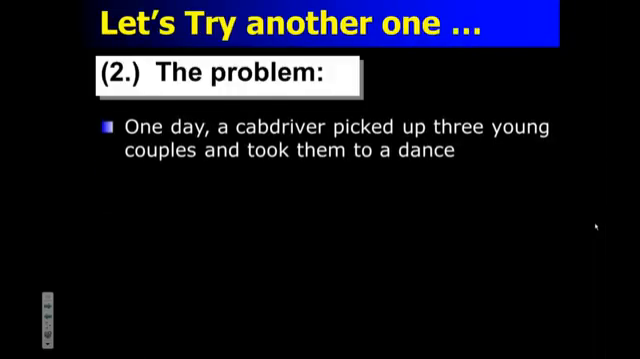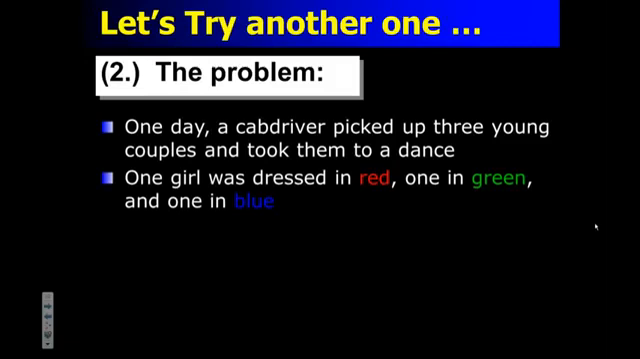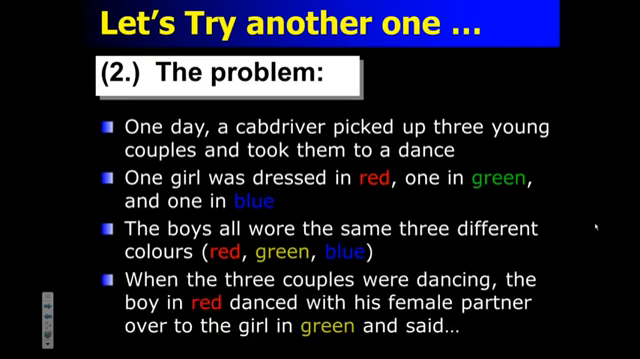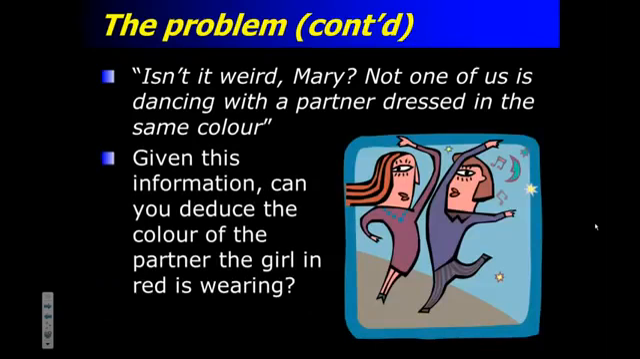Let's try another one. So one day a cab driver picks up 3 couples and takes them to a dance. One girl is dressed in red, one girl in green, and one girl in blue. And then there's 3 boys who are also dressed in 3 different colors, red, green, and blue. So the 3 couples go out dancing. And the boy who's wearing red dances with his partner over to the girl in green and says to her, hey, Mary, isn't it weird? Not one of us is dancing with a partner dressed in the same color. The problem is, based on this information, what color is the girl in red wearing?